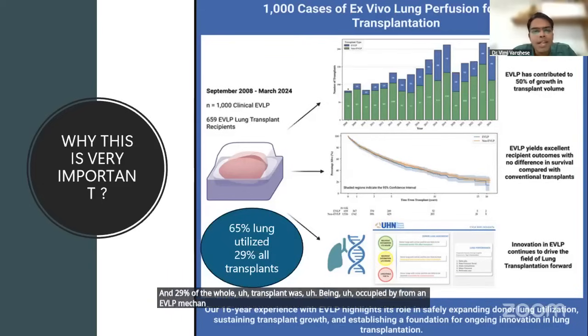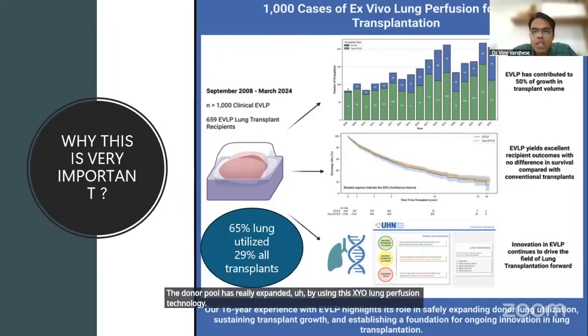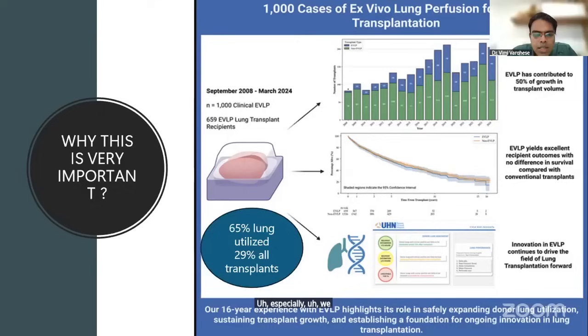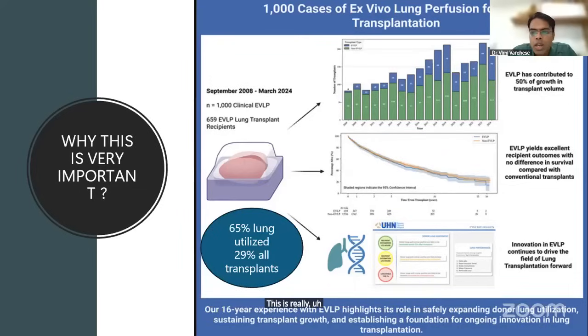So you can say that the donor pool has really expanded by using this ex vivo lung perfusion technology. Especially, we can reduce the waiting list mortality. We are able to give a solid organ transplant to a large number of the population, and this has really improved the donor lung pool in recent years.